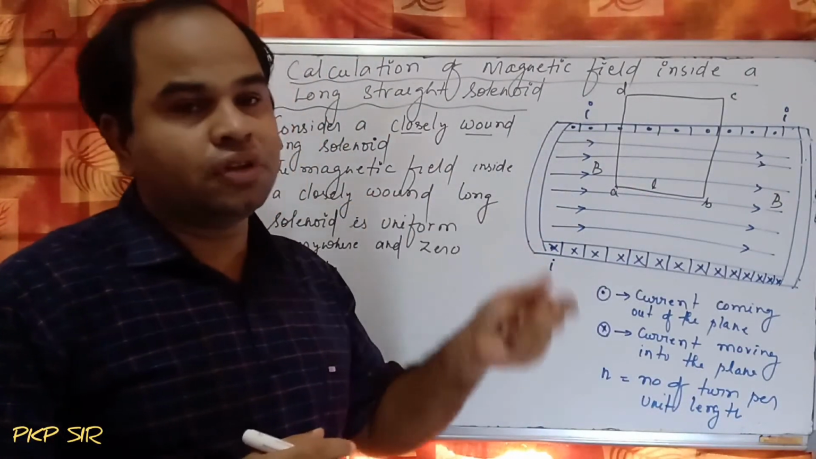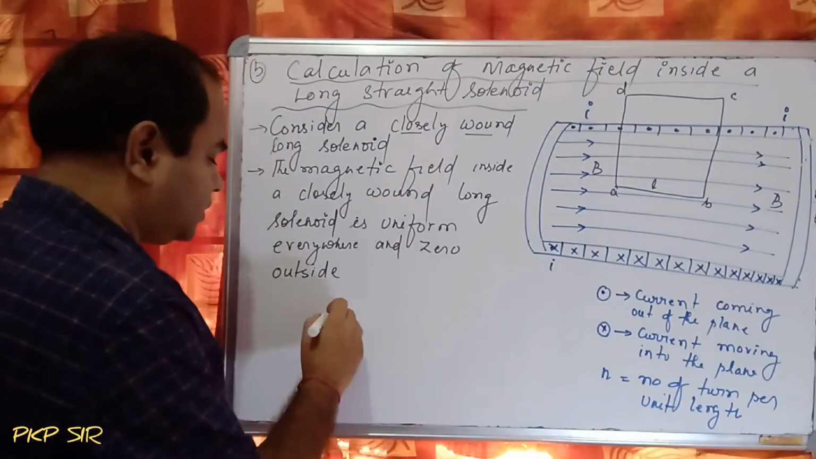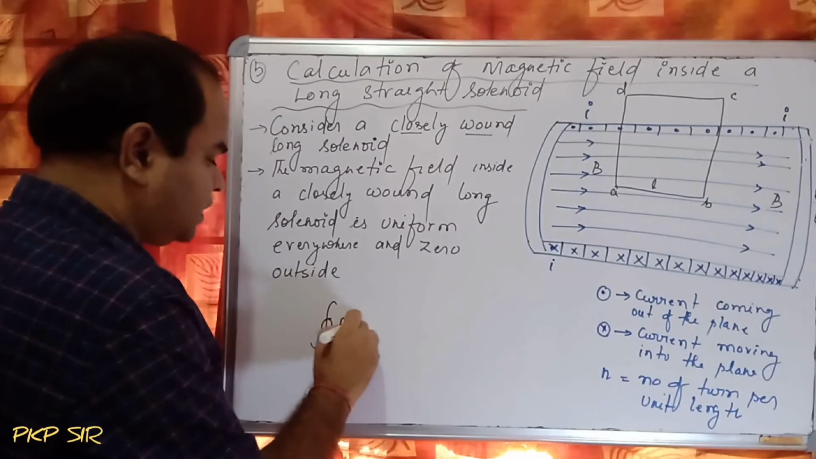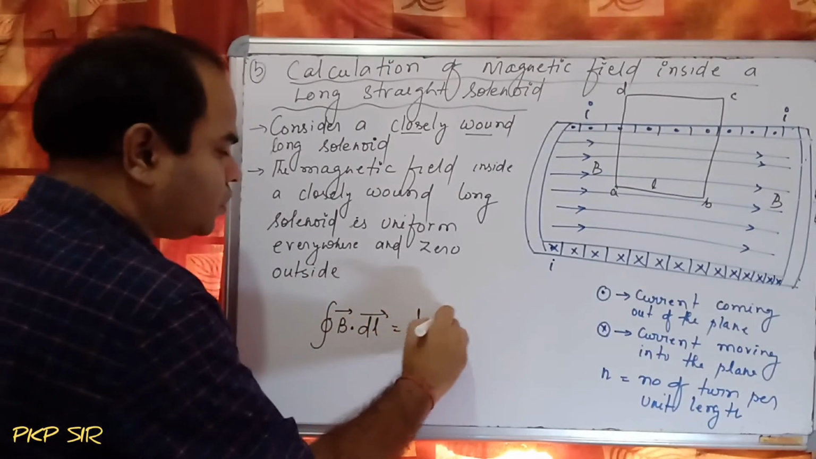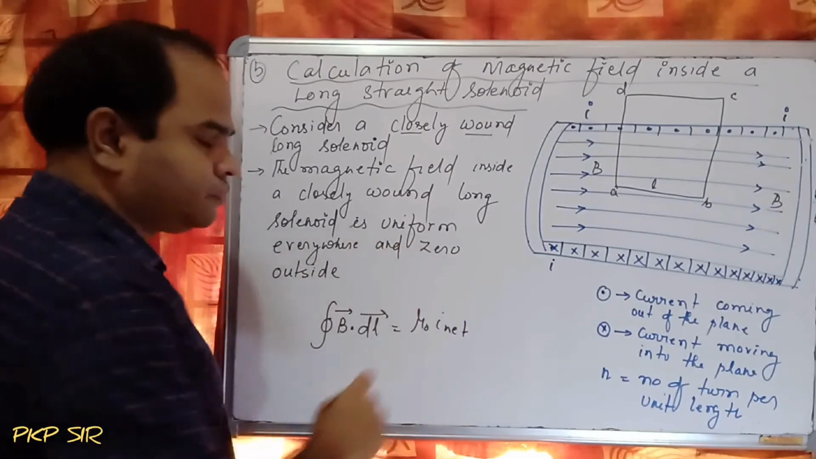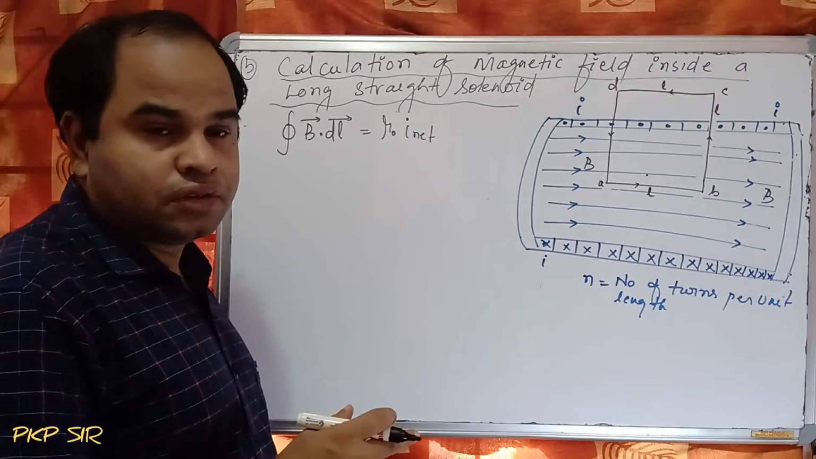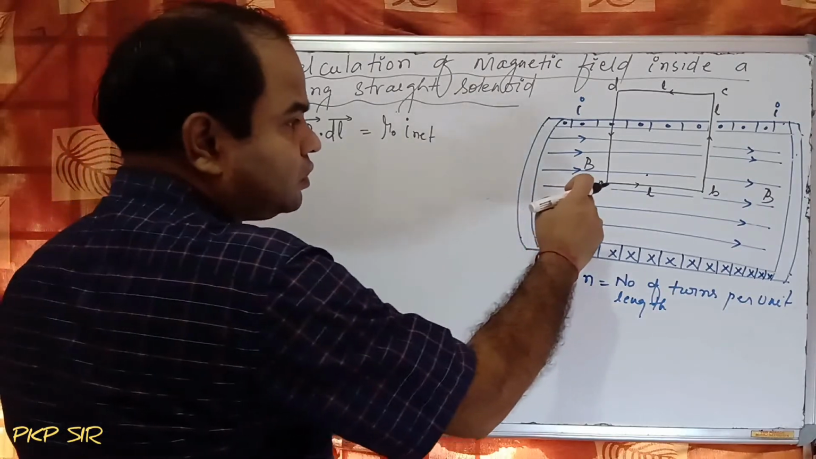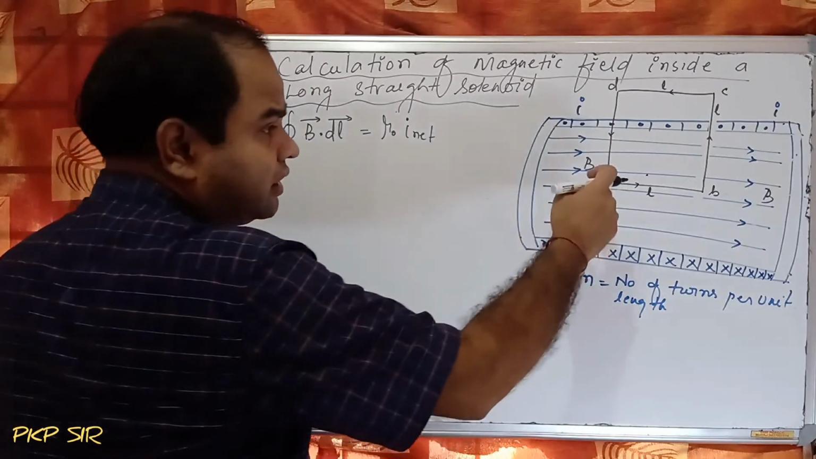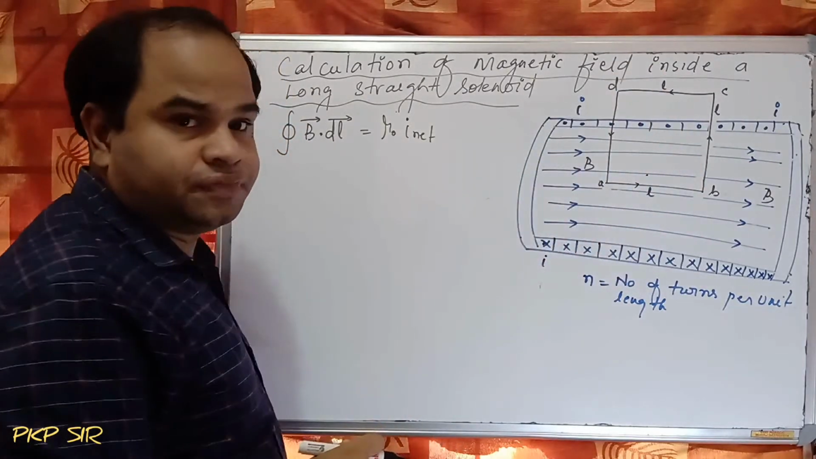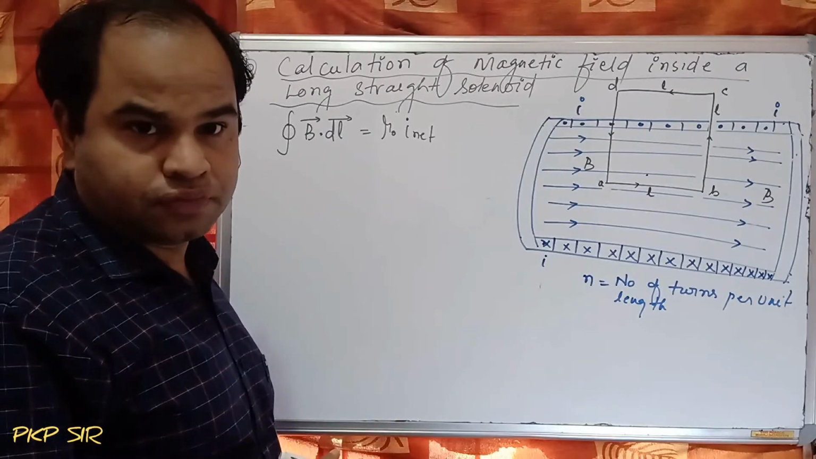And now we will use Ampere's circuital law to find the magnetic field inside. That is closed integral of B dot dl is equal to mu naught I net. Let us assume the Ampere's loop in the form of a square of length L in anti-clockwise direction. Anti-clockwise circulation is positive.